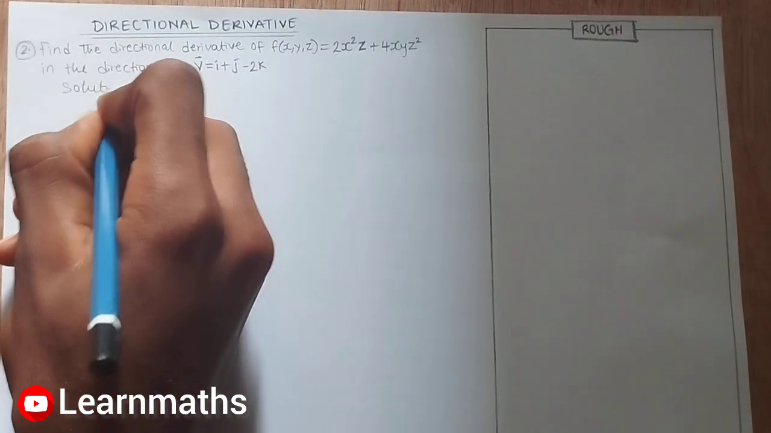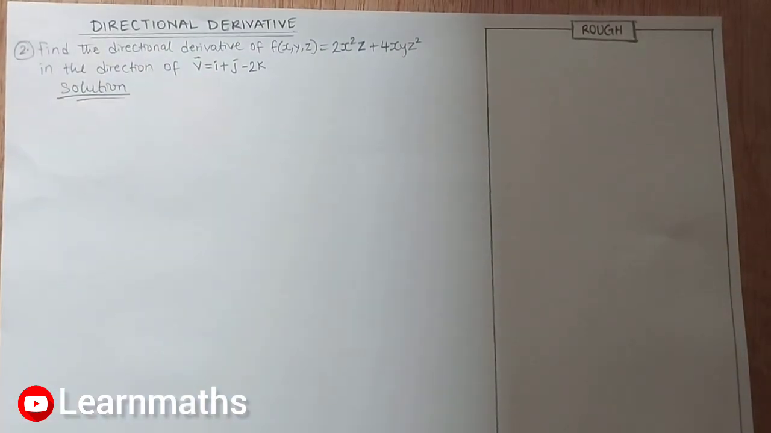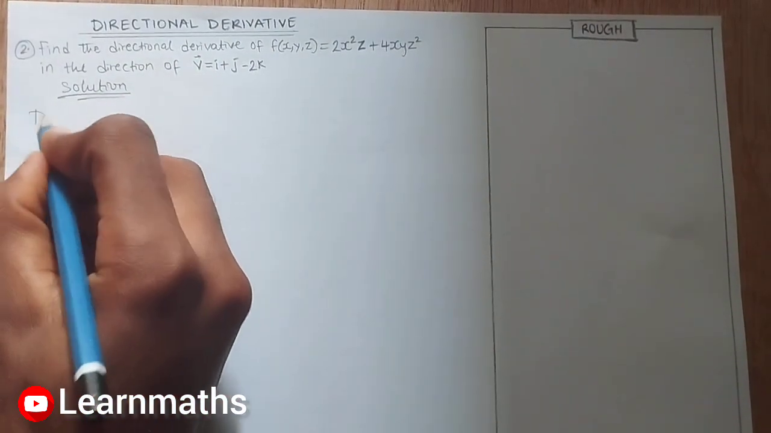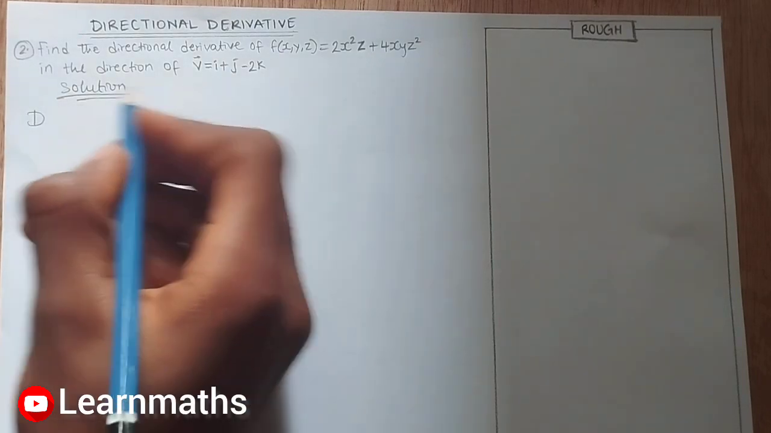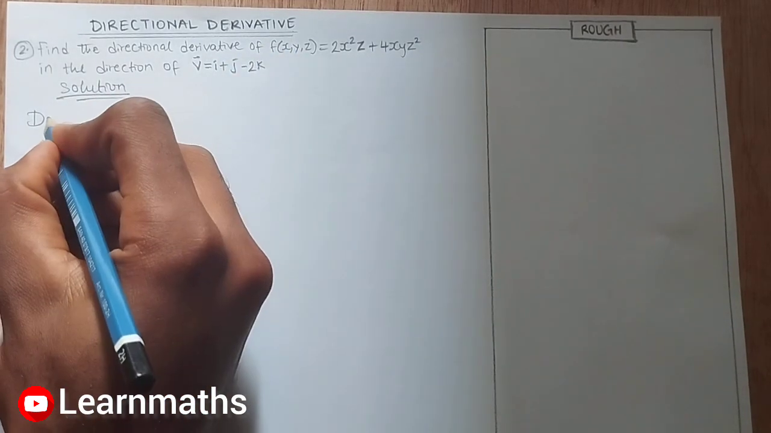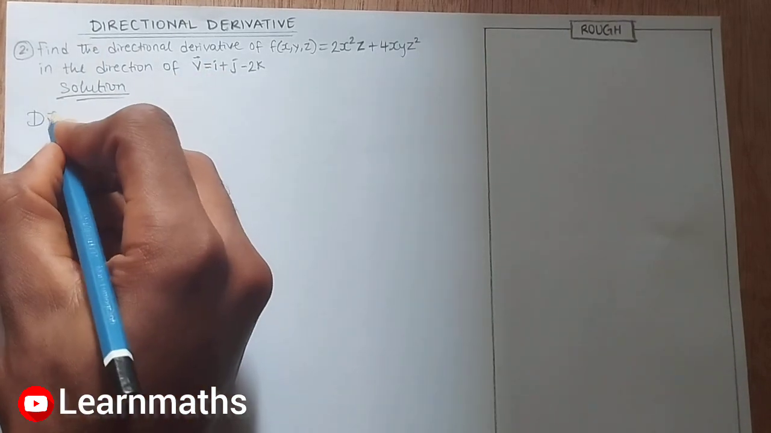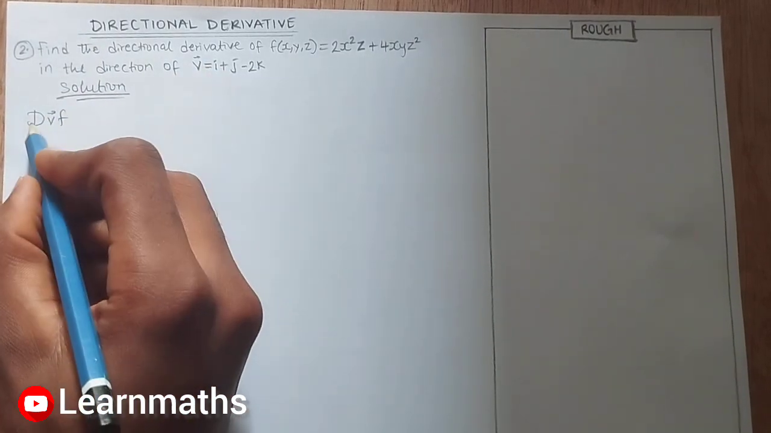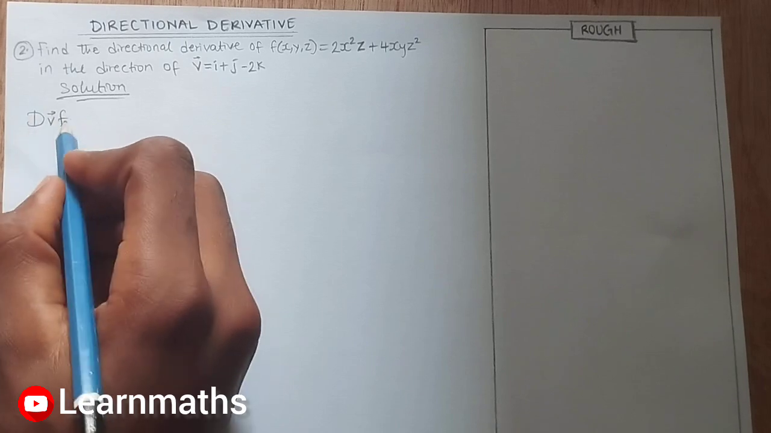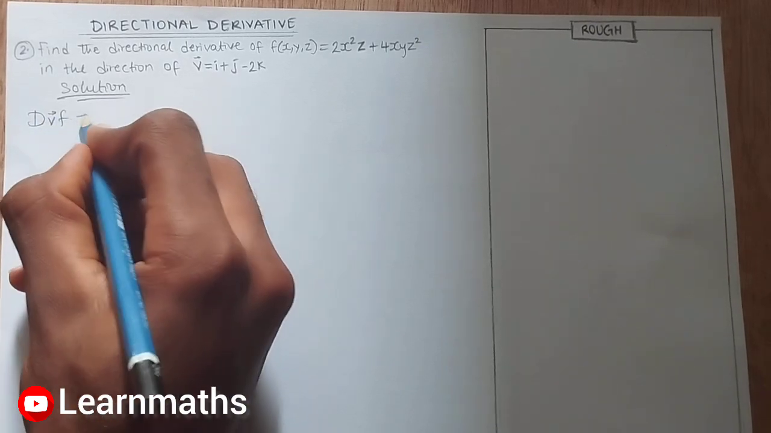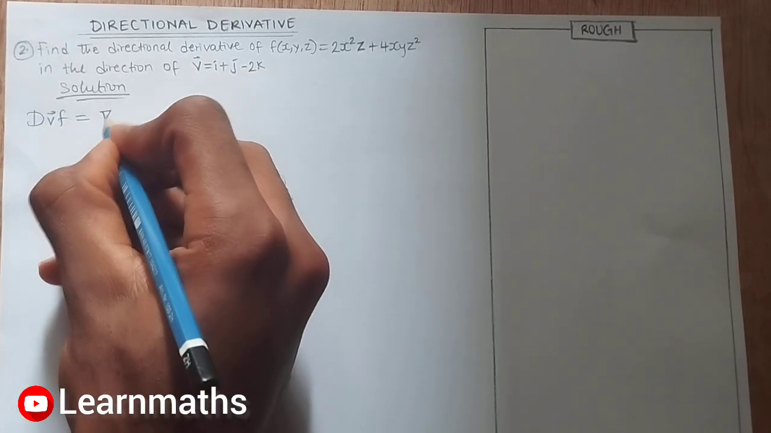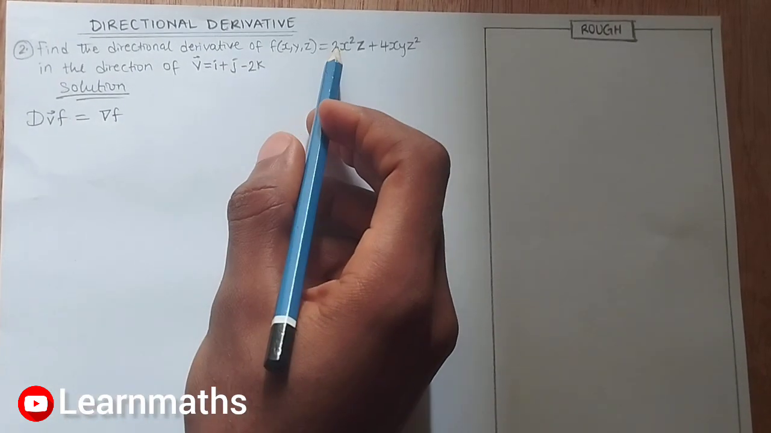What's going to be the solution of this? What's going to be the solution? Now, the directional derivative of the function f in the direction of v, this unit vector v, is going to be the gradient of the function, right?